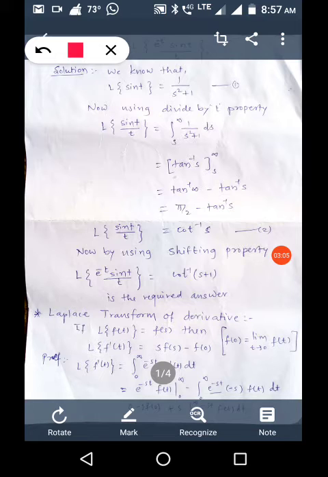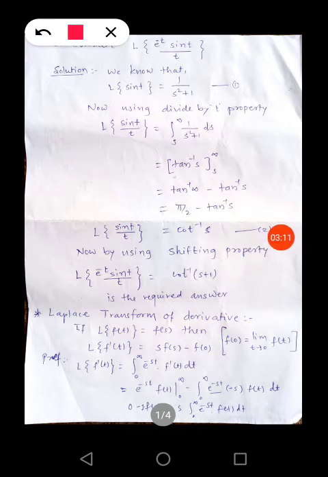Laplace of f dash of t is equal to the integral from 0 to infinity of e raised to minus st into f dash of t dt. This is by definition of the Laplace transform. Now we are going to use integration by parts to evaluate this integral. e raised to minus st is the first function and f dash of t is the second function. Therefore the integral is u into v, so e raised to minus st into the integration of f dash of t, which is f of t here.